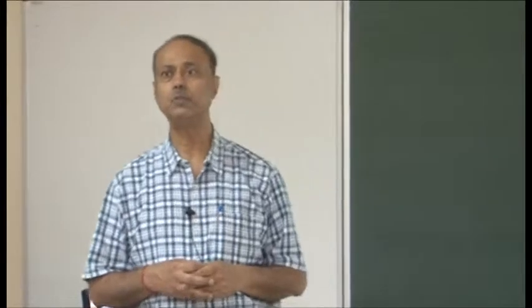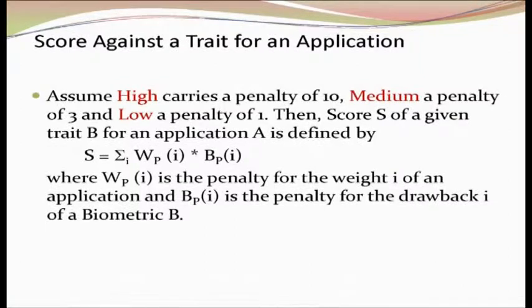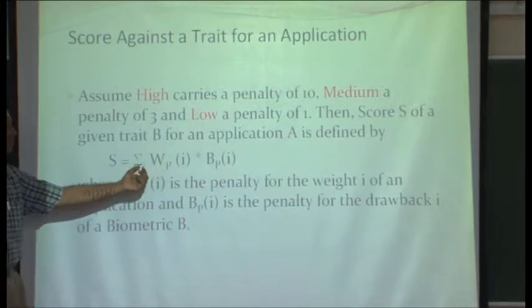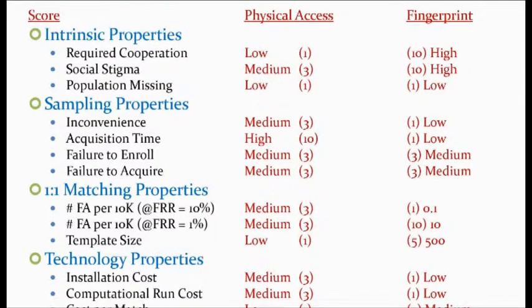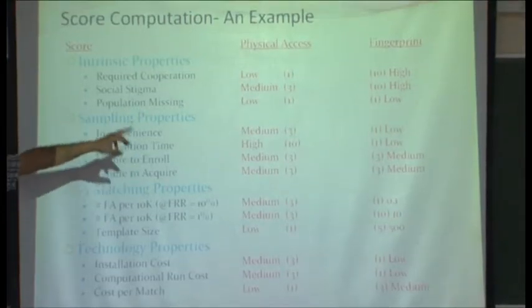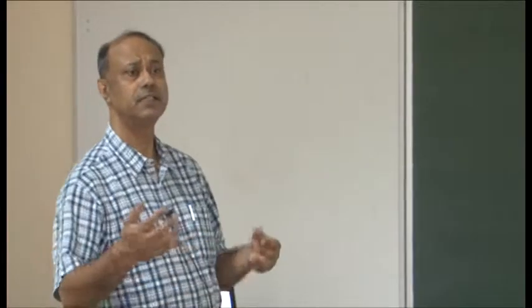To know that, what I want to do is replace this high, low, medium by some values, say 1, 3, 10. If I know these values, then I can obtain the score as the summation over WPI into BPI, the weight for the institute and the weight for the biometric trait. Suppose physical access is this and fingerprint is that, and I put those weights and got a total score of 110. Similarly, you can obtain the other traits, and based on which has the higher score, you say it is not acceptable to you; the lowest one you want for your use.